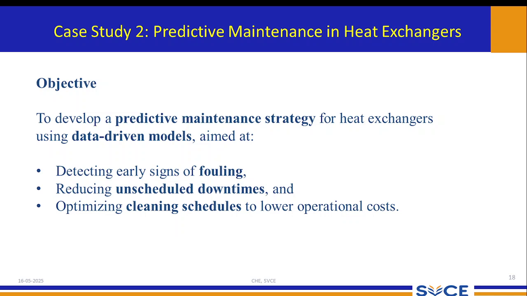Coming to reducing unscheduled downtimes, that is very important. The unscheduled downtime, as I told you in the last class, will make the process less cost effective. I mean, it causes more cost loss. So we need to run the equipment very precisely so that the cost of the process will be minimized. Then optimizing the cleaning schedules to lower operational cost. So these are the objectives during the running of the heat exchanger effectively.